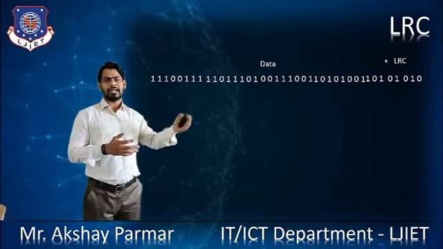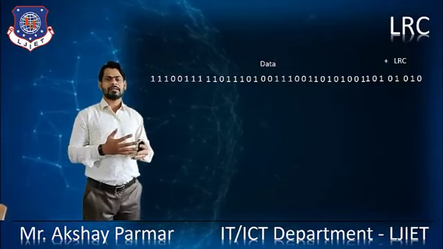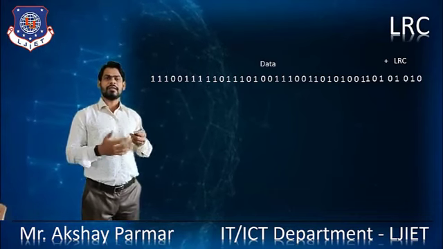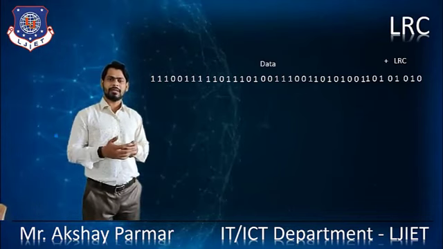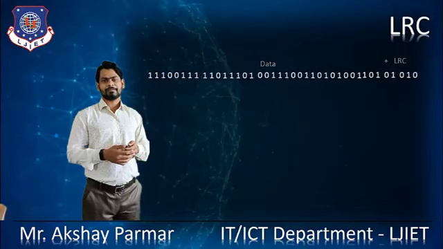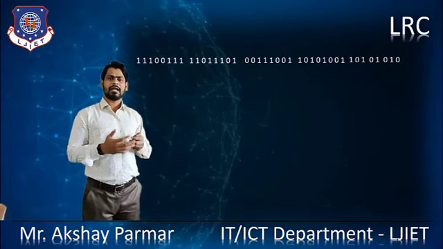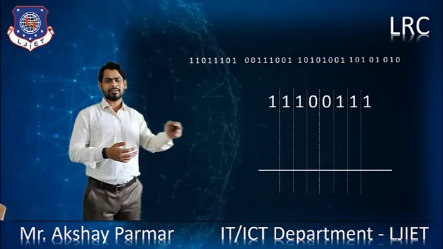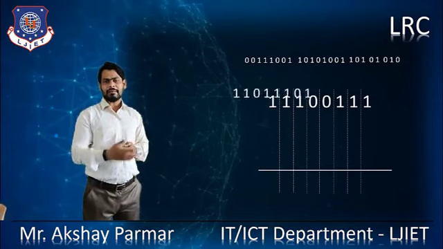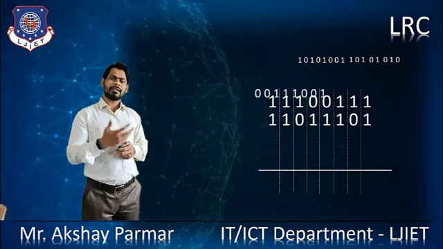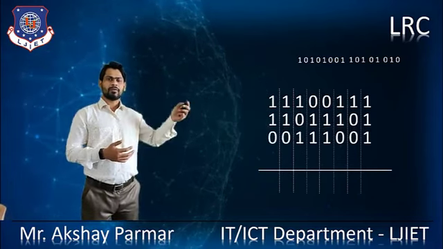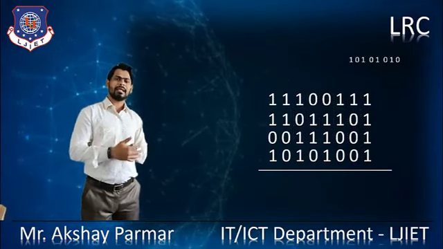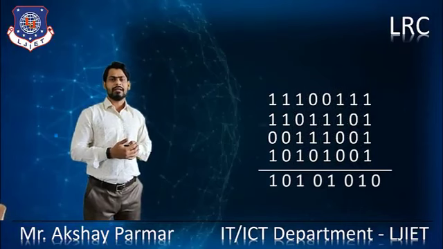After getting that data plus LRC bits, how does the receiver determine whether this bit sequence is accurate or not? For that, the receiver end also does the same kind of technique, right? They are dividing that bit sequence into 8-bit manageable chunks, right? So the first bit sequence is selected as the first row, the second as the second row, the third as the third row, the fourth bit sequence is selected as the fourth row, and the last 8-bit sequence is selected as the parity bits, right?